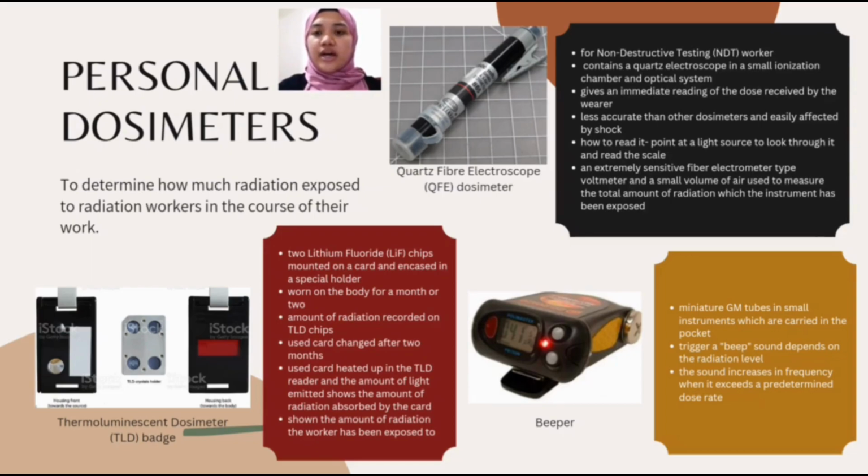For the first one, two lithium fluoride chips are mounted on a card and encased in a special holder. It is worn on the body for a month or two. The amount of radiation would be recorded on the TLD chips. The used card is then changed after one or two months. After that, the used card is heated up in the TLD reader, and the amount of light emitted shows the amount of radiation absorbed by the card. Thus, it is the amount of radiation the worker has been exposed to.